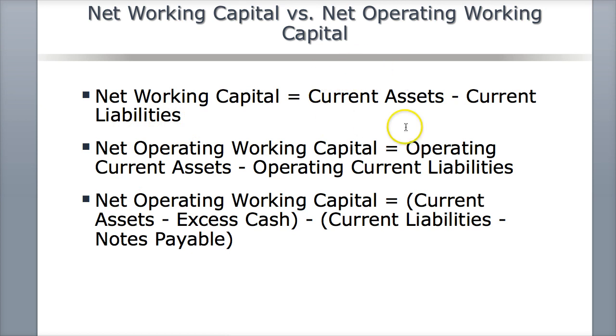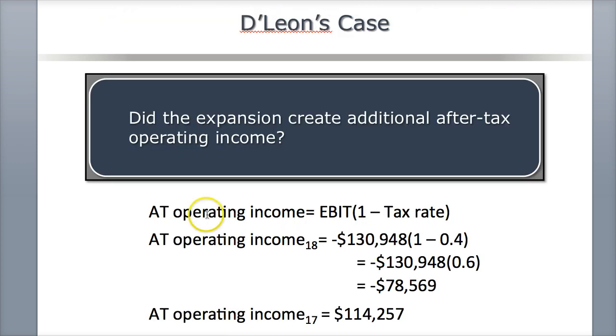So it's the current assets like cash minus current liabilities like notes payable gives us our working capital. And we like to see a positive number here where the current assets are bigger than the current liabilities. Now the net operating working capital, we look at the operating current assets minus the operating current liabilities. So to break that up a little bit, what are the operating current assets? That would be the current assets minus the excess cash, and the operating current liabilities would be the current liabilities minus notes payable. And this just gives us an operating working capital as opposed to just a regular working capital.